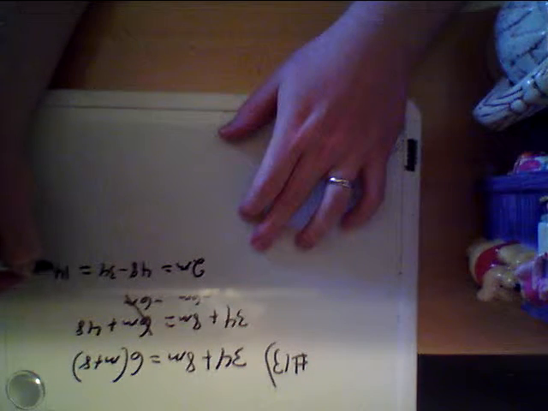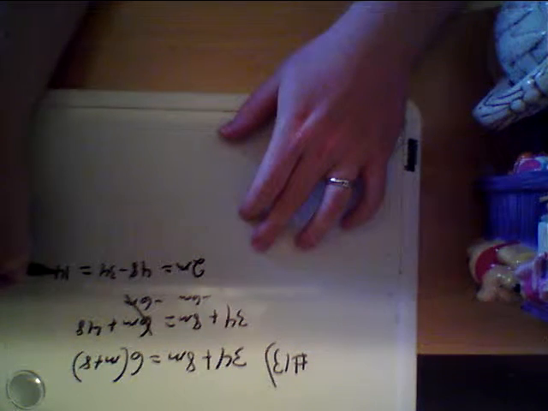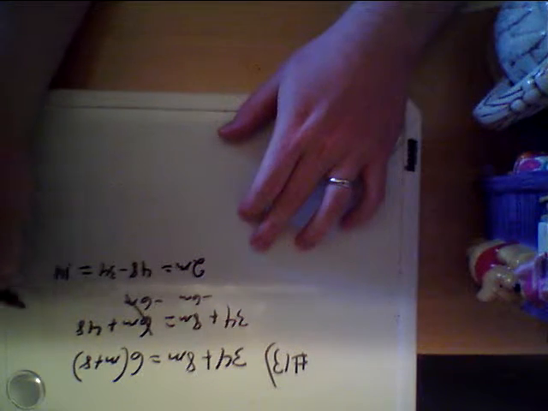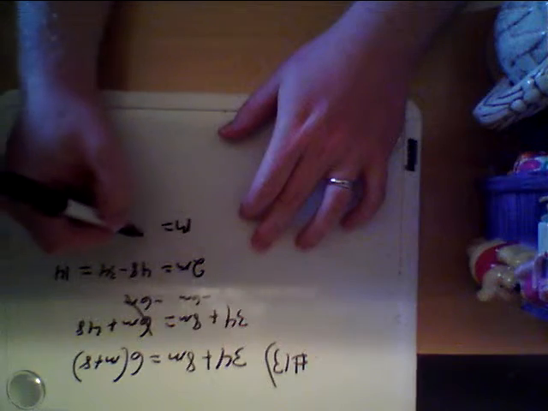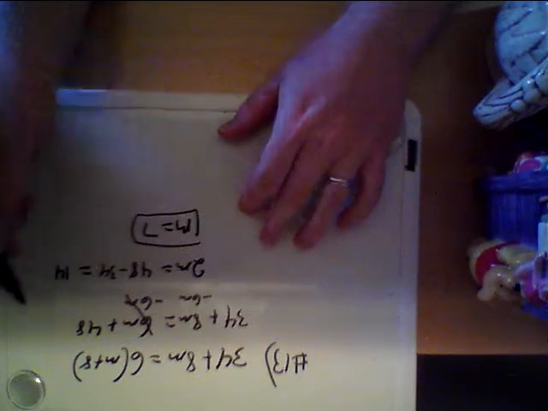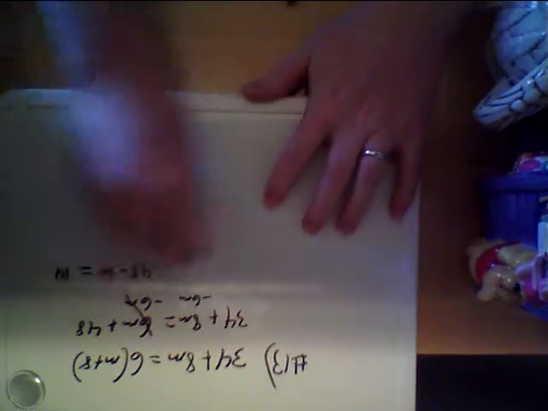Right. So we get 2m equals 14. We can divide both sides by 2 to get m equals 7. All right, that was number 13. Number 14.